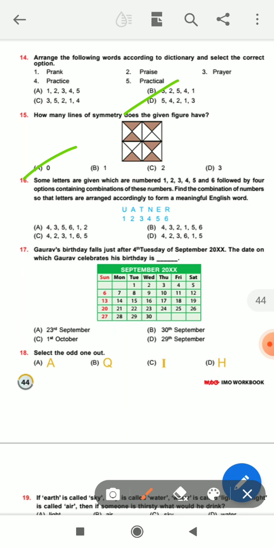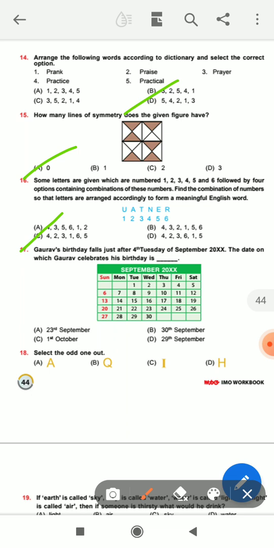Okay, next question number 16. Some letters are given with the numbers 1, 2, 3, 4, 5 and 6, followed by 4 options containing a combination of these numbers. Find the combination so that the letters are arranged accordingly to form a meaningful English word. Okay, 16 number. Arrange the word. The word is nature. Option C is the correct answer.